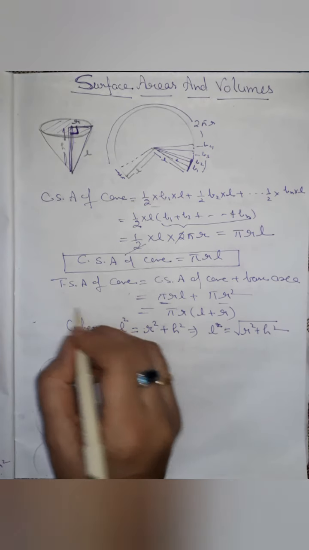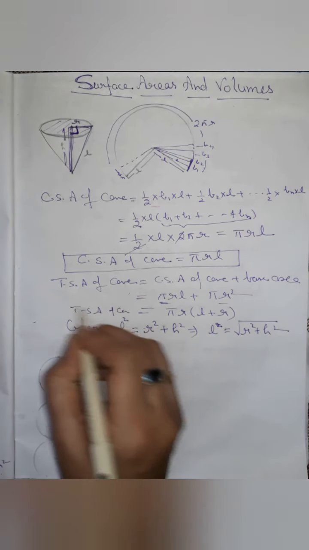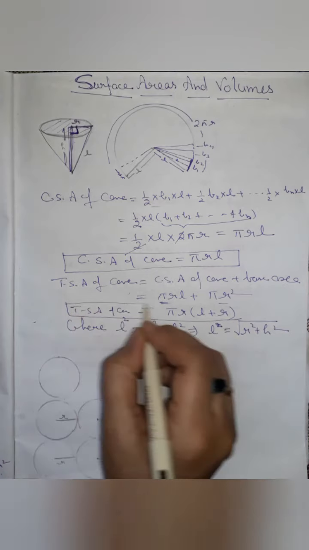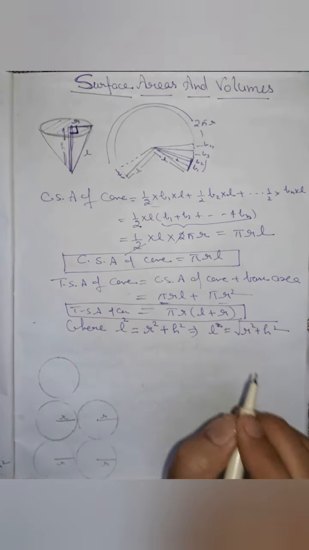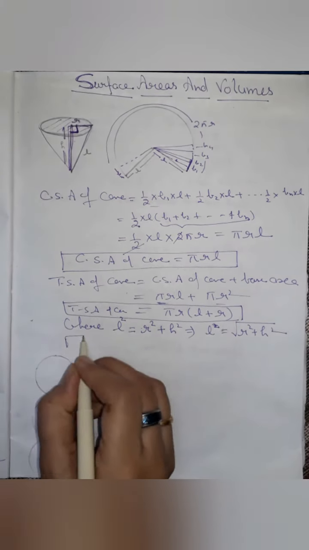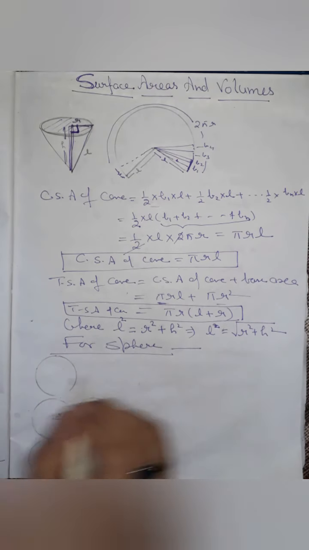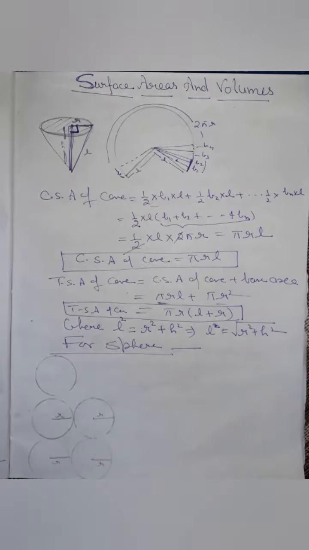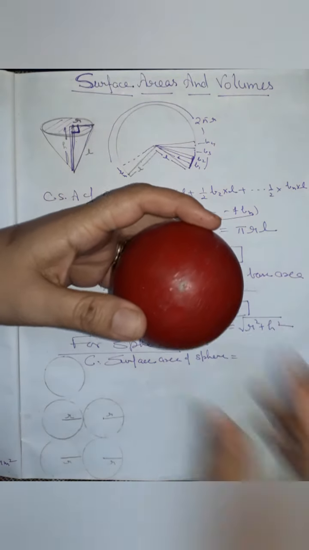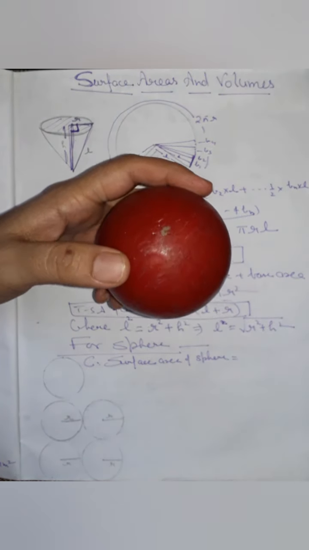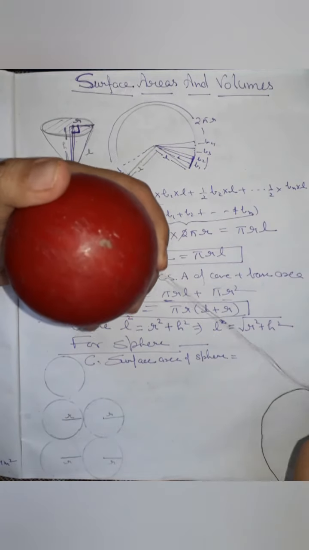So this way we can find TSA of cone and CSA of cone, whatever is required. Now for sphere, we are going to discuss about sphere. We can see this is an example of sphere. Now we have to find surface area of sphere.